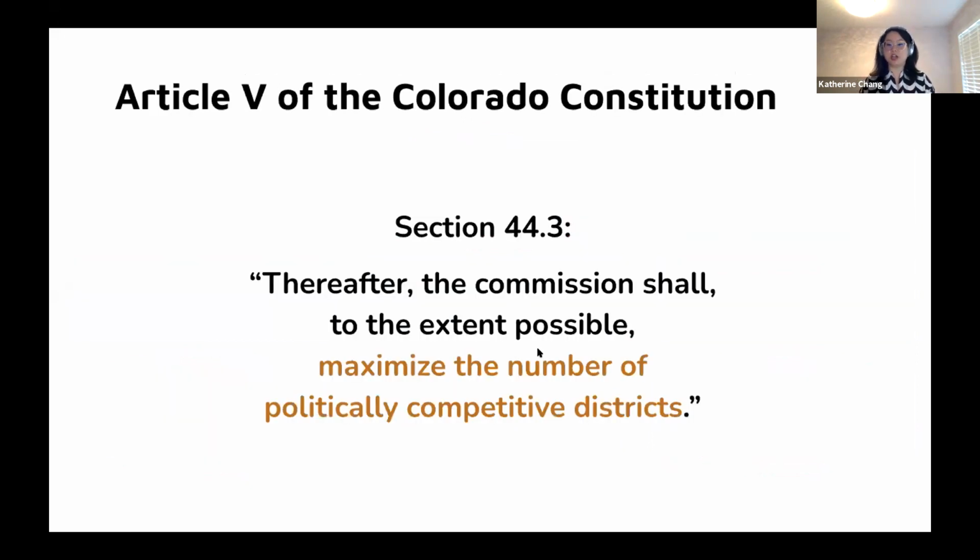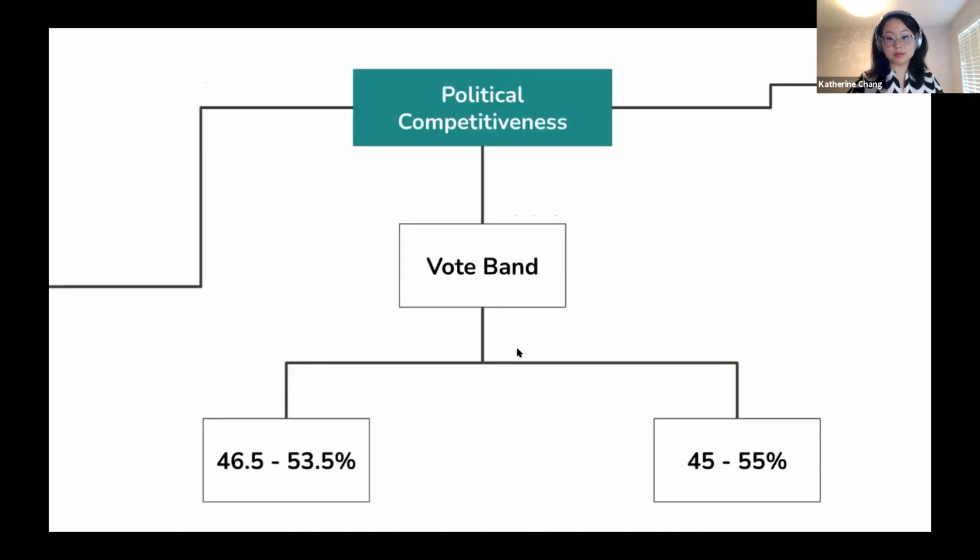In using GerryChain, our first task is to translate legal language governing state-level redistricting into quantifiable measures. Colorado has language in their state constitution specifically highlighting that proposed district plans should, quote, "to the extent possible, maximize the number of politically competitive districts." However, first we must address, how do we define political competitiveness?